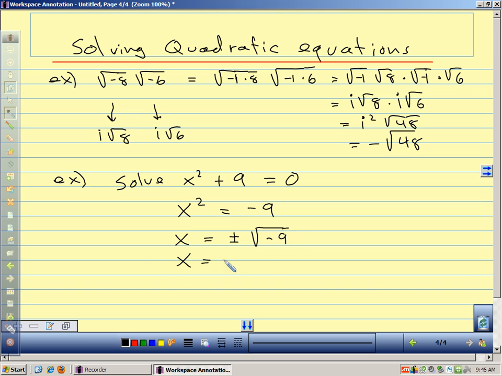So x equals plus or minus this square root of a negative. I get an i. And the square root of 9 is 3. So I'm going to write this as 3i. So my solutions to this equation are x equals plus or minus 3i. And we could check: if we square 3i, we get 9i squared, or negative 9. And when we plug in negative 9 there, we get 0. So the solution of this equation is these imaginary numbers.